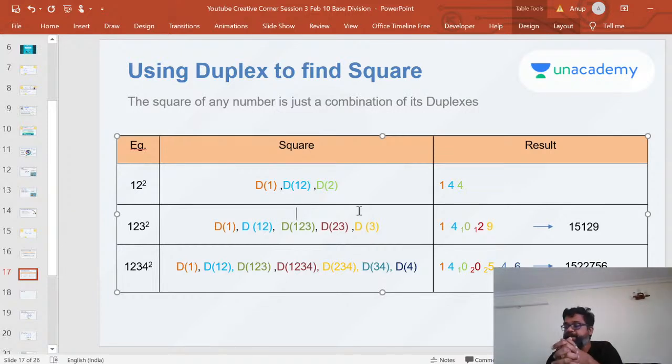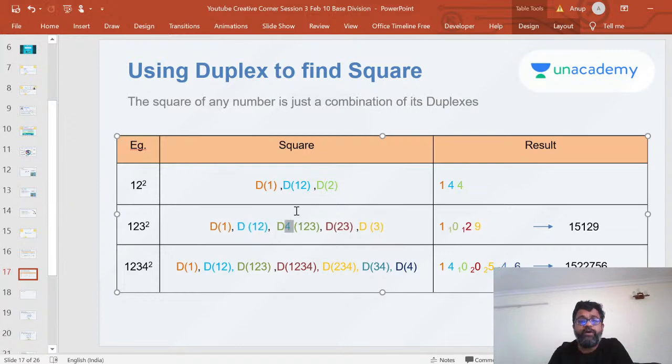So now let's try to find the square of 123. The very first step is to find the duplex of 1. What's the duplex of 1? It's 1, because 1 squared is 1. The next step is to find the duplex of 1 and 2. Look at the highlight that I'm doing. The duplex of 1 and 2 is twice 1 into 2.